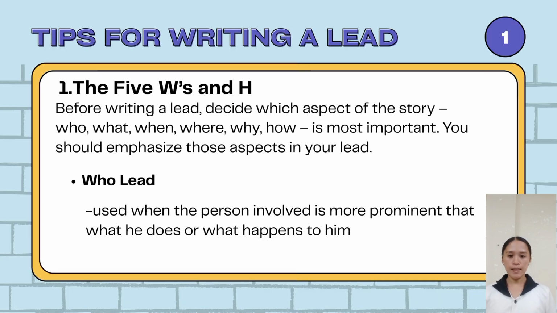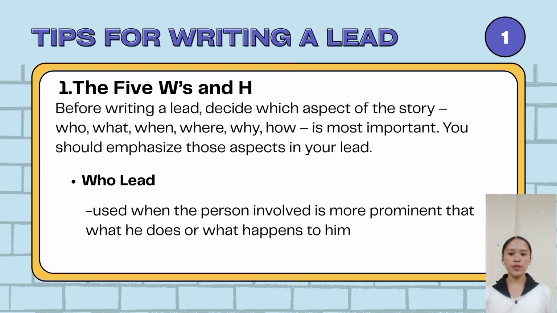So for the first tip in writing a lead, we have the five W's and the one H. Before writing a lead, a journalist must decide which aspect of the story, such as who, what, when, where, why, or how, will determine the type of lead to be used. The most significant detail should appear in the first sentence, while the less important information may be placed in the following sentences. So in simple terms, all the information is dapat ibutang siya sa first paragraph and kung unsay pinakabalita.